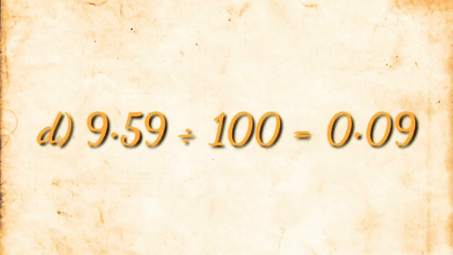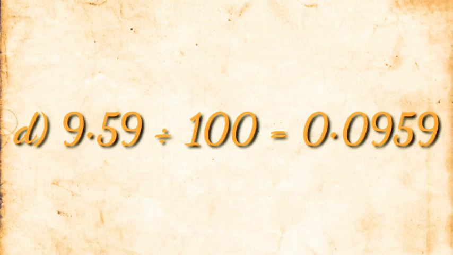Next is 9.59 divided by 100. As we have to divide by 100, in the divisor how many zeros are there? 2 zeros after 1. So the decimal will be shifted to the left. How many places? 2 places. As you can see only one digit is there, so there is a need to insert 0 from your own side. So the answer will be 0.0959.